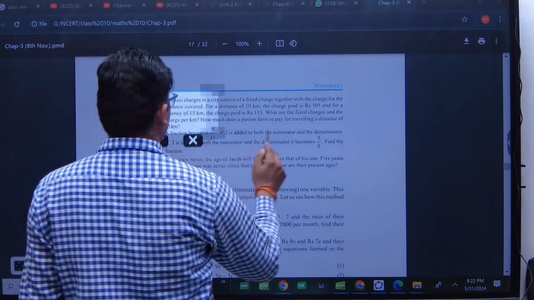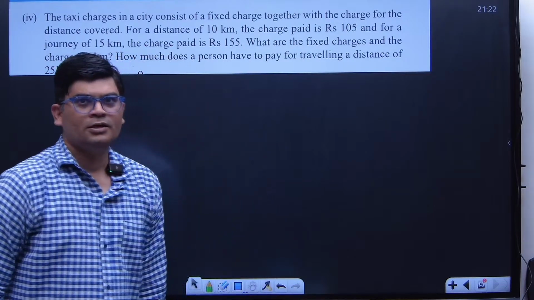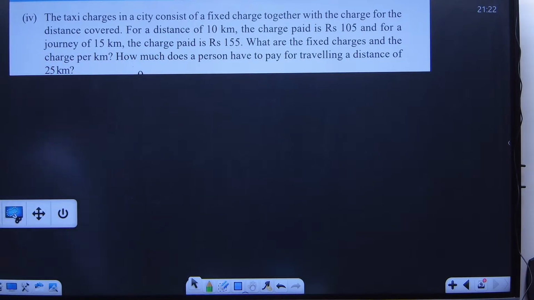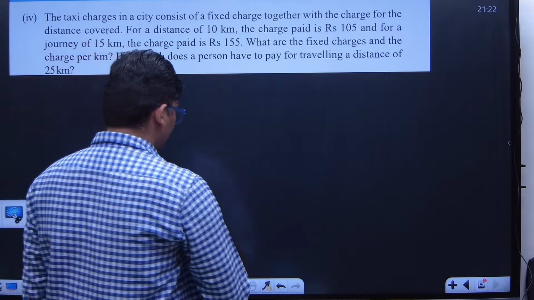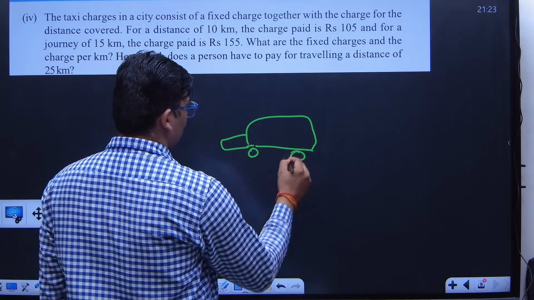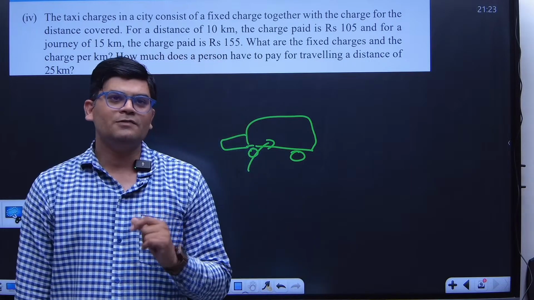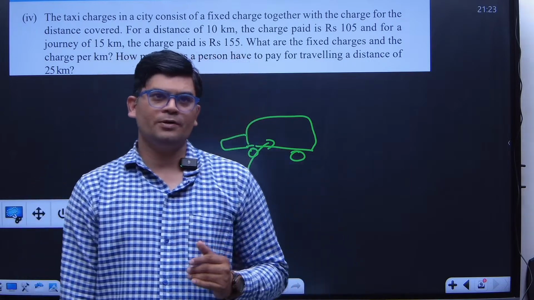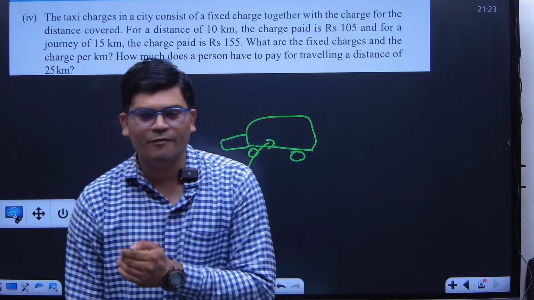Then we have one more question. The taxi charges in the city consist of a fixed charge together with the charge for the distance covered. So whenever you enter into any taxi, they take two types of charges. One is a fixed charge. Suppose you go to any museum, you have a fixed charge which you will put on the counter so that you can have an entry inside.